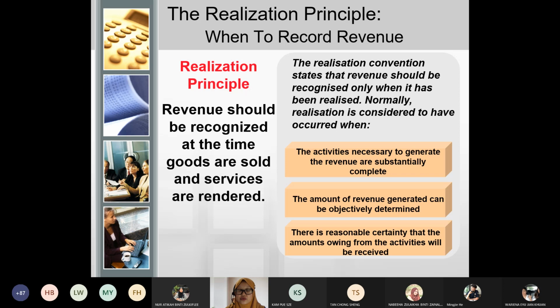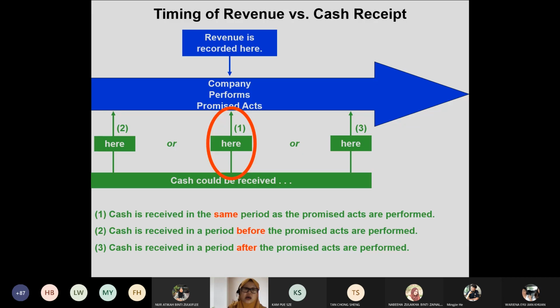All right, so for you to clearly understand this realization or recognition principle, let's look at the timeline here. Here is receiving cash. The cash is received in the same period as the promised acts are performed. For example, the company performs and then the company receives the cash.